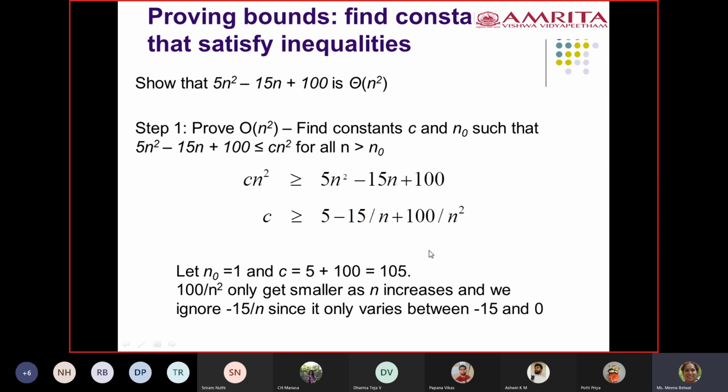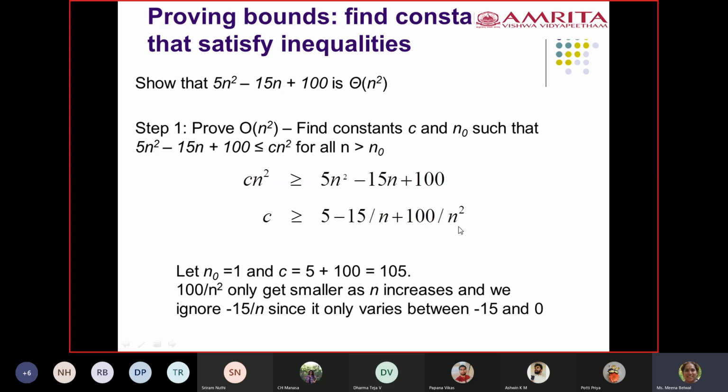So what basically we have done here is, we have done minus 15 by n. We have said that it is going to vary between minus 15 and 0, right? And this is also going to be very, very less, right? So I can as well keep my constant C as 90. Do you agree with this or not, students? That's why I have purposely written here 105.